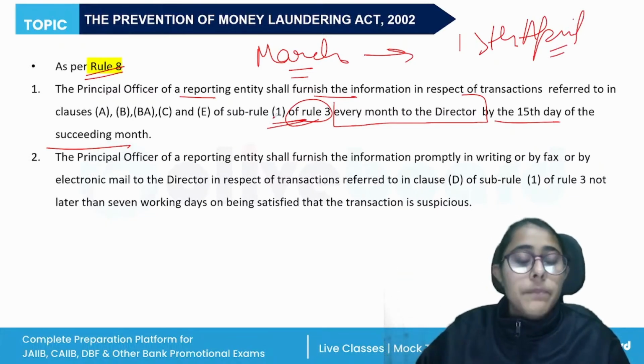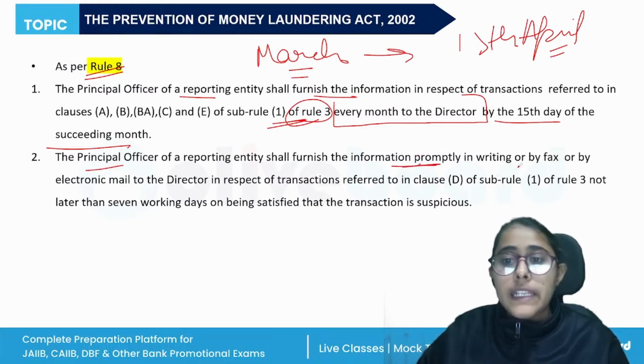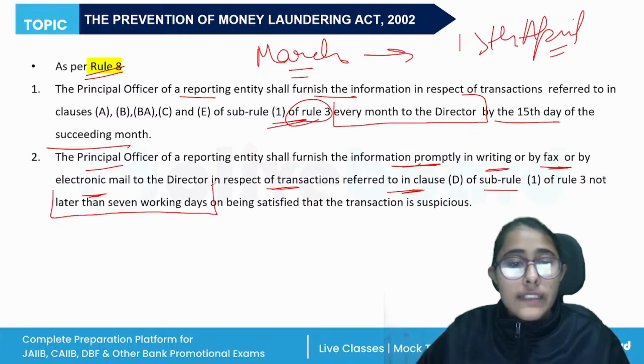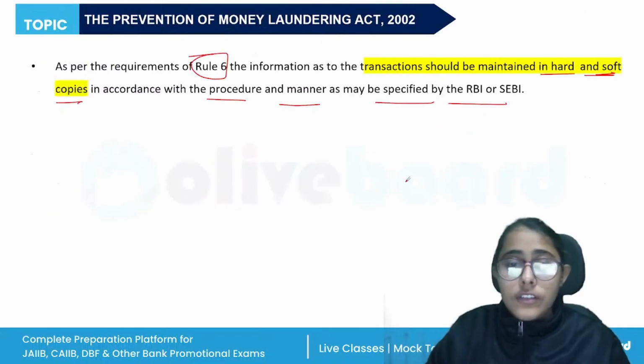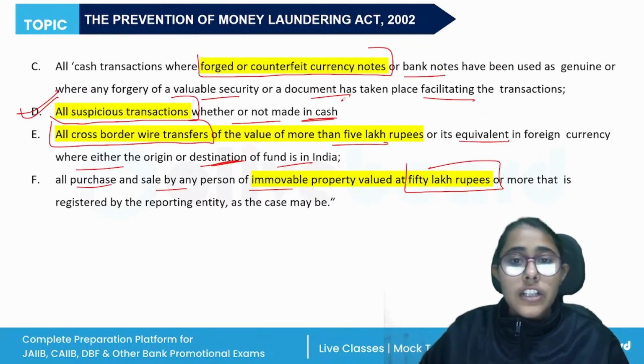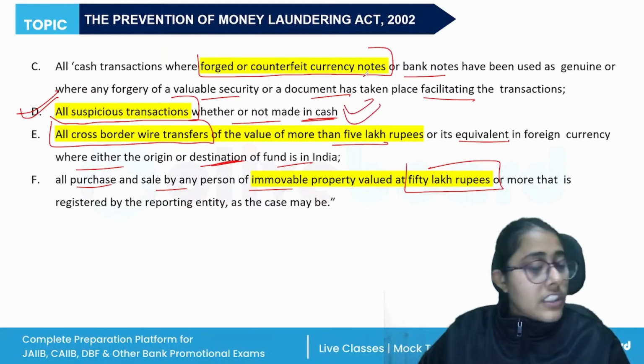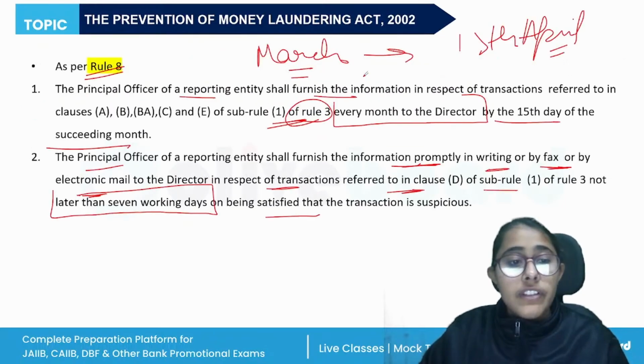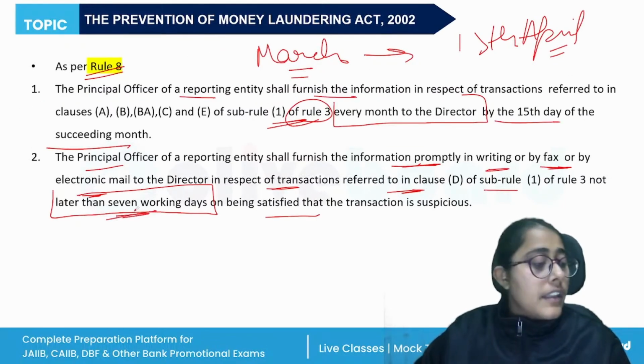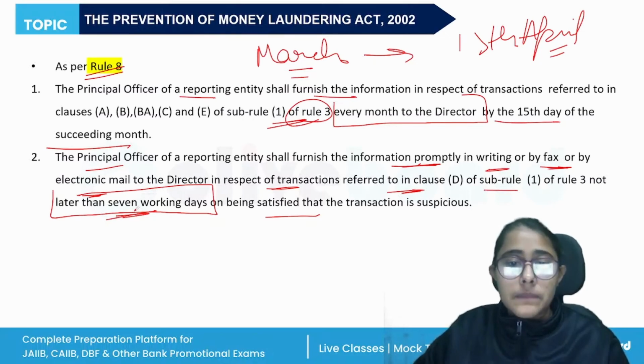Then the principal officer of the reporting entity shall furnish the information promptly in writing or by fax or by electronic mail in respect of clause D of Rule 3, not more than 7 working days. So clause D talks about where the transactions are suspicious. Doesn't matter if the transactions are made in cash or not. If the transactions are suspicious, then within 7 working days, the report will be furnished to the director.